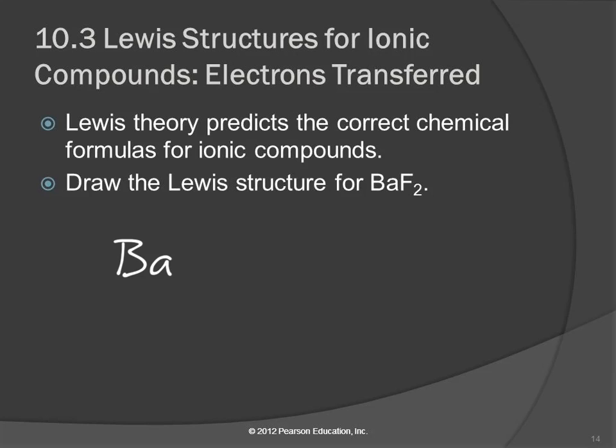Okay, barium and fluorine. How many valence electrons does barium have? 2. And fluorine has 7. So then, let's see what could happen here. Well, barium could give 1 electron to the fluorine, right? And now the fluorine has a -1 charge, and the barium has a +1 charge.